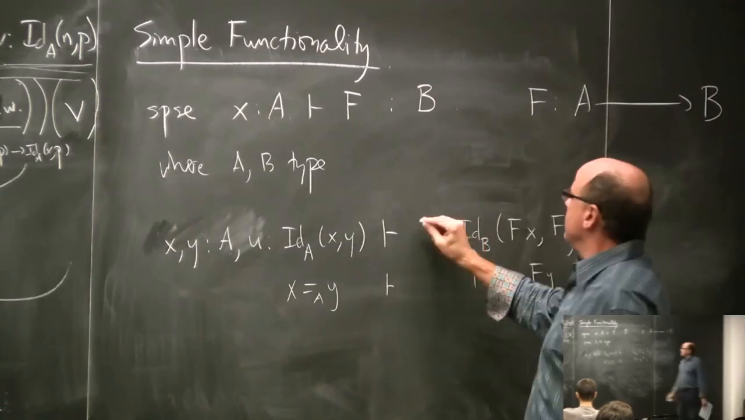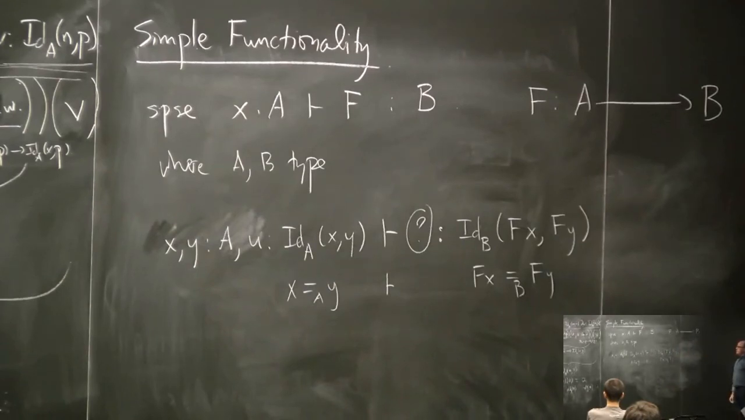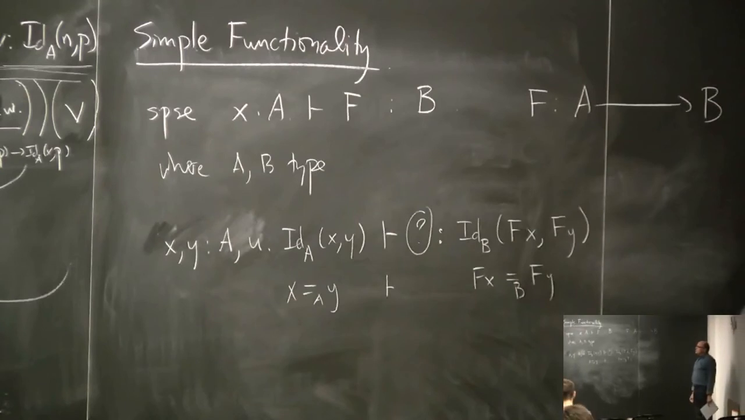So the question is, there ought to be something that goes there. Okay, and that's the point. Okay, so that's what I want to do. So that just says the maps preserve equality.